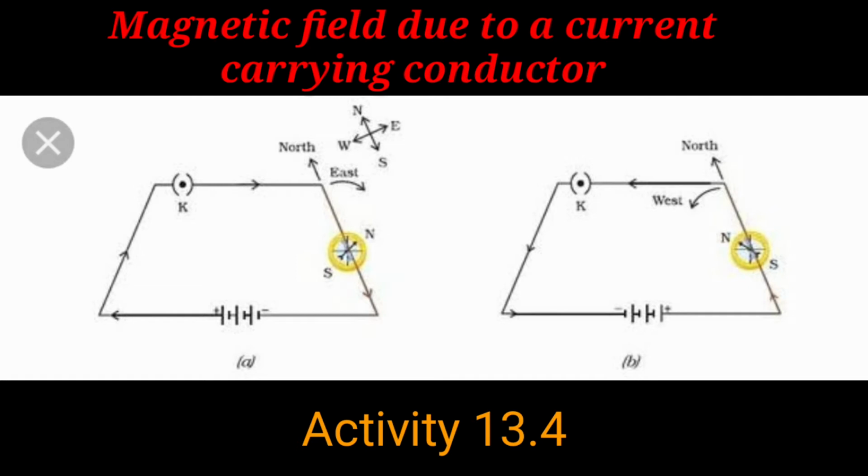Activity 13.4. Take a long straight copper wire, 2 or 3 cells of 1.5 volt each and a plug key, and connect all of them in series. Place the straight wire parallel to and over a compass needle. Plug the key in the circuit. Observe the direction of the deflection of the north pole of the needle. If the current flows from north to south, the north pole of the compass needle would move toward east.